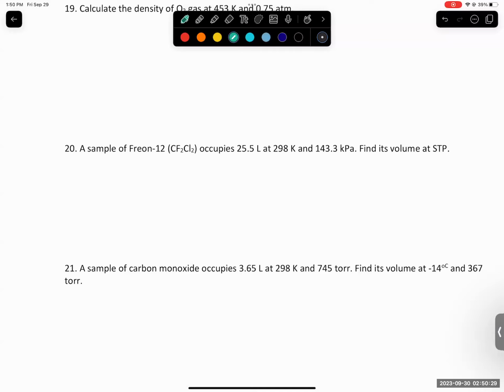All right, anyway, we're gonna go over it. So Freon 12 occupies 25.5 liters at 298 Kelvin and 143.3 kilopascals. Find its volume at STP. I'm gonna split this down the middle because, as I said before, there's two ways of doing this. So the first way is to use, what'd you do, David?